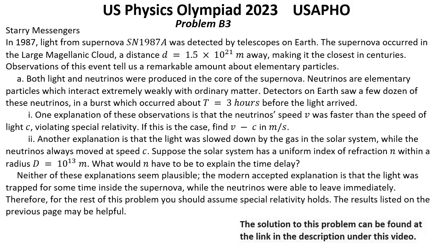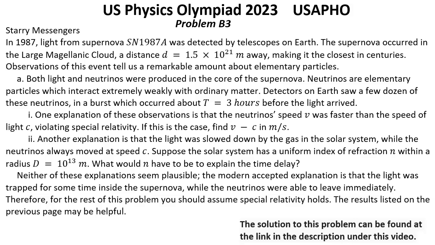Question 1. One explanation of these observations is that the neutrino's speed v was faster than the speed of light c, violating special relativity. If this is the case, find v minus c in meters per second. Question 2. Another explanation is that the light was slowed down by the gas in the solar system, while the neutrinos always moved at speed c. Suppose the solar system has a uniform index of refraction n within a radius d equal 10^13 meters. What would n have to be to explain the time delay?